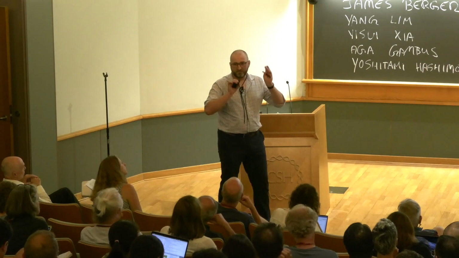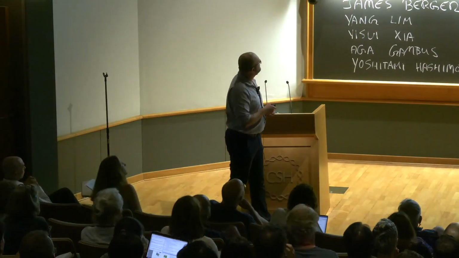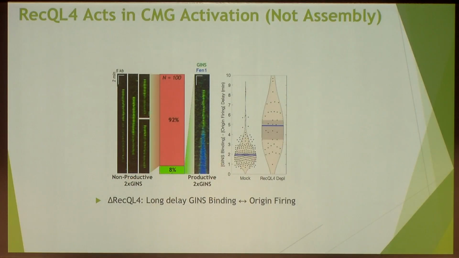Because you showed a recruitment of RECQL4, is there any correlation between that, which is a later event to GINS, and whether you then have a productive event? Right. So I cannot answer that question definitively, but I can show you some interesting data. When we deplete RECQL4, even though we deplete 99% of it, we can't see it on a Western blot, there's still residual DNA replication.